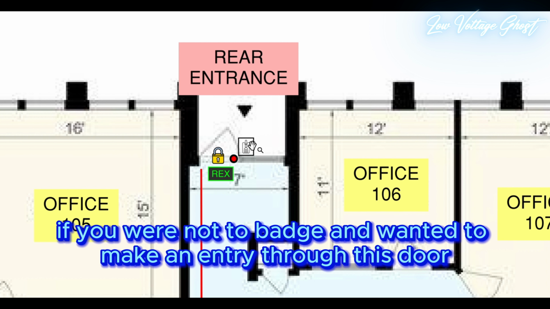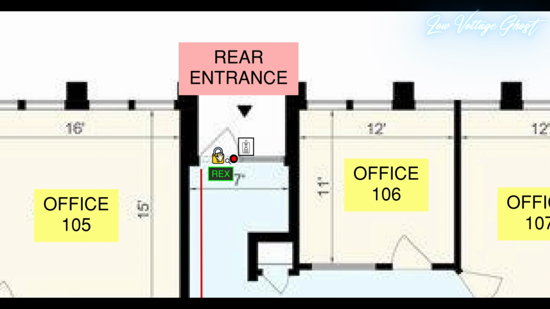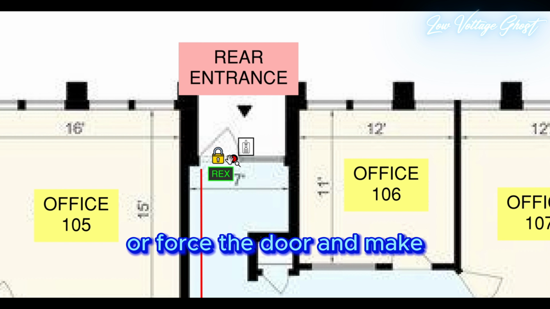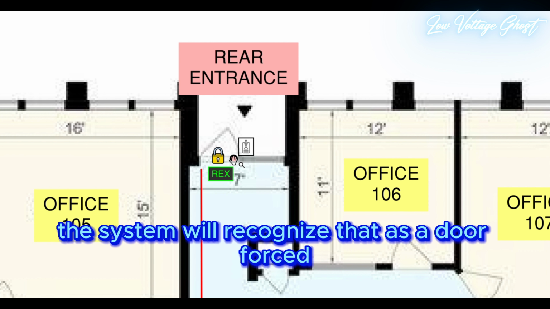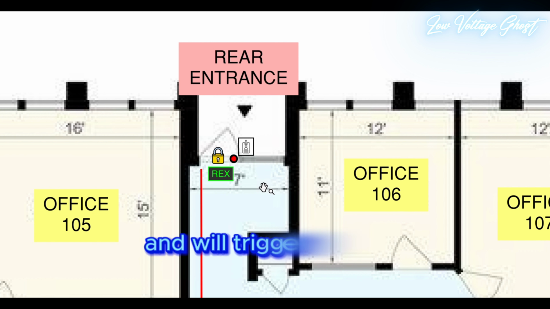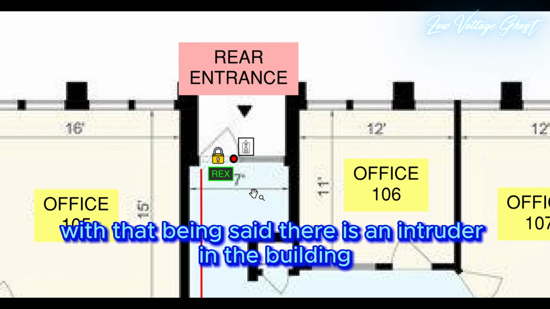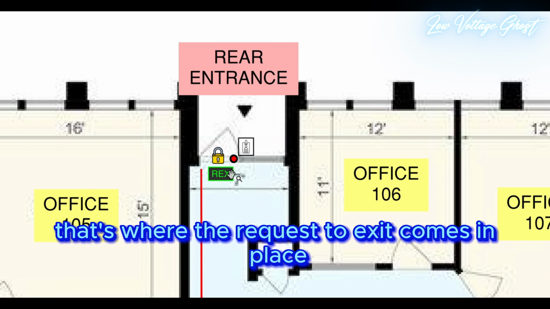Now, if you were not to badge and wanted to make an entry through this door, you can't do that because there's a lock. But if somebody were to pick the lock or force the door and make an entry without badging, the system will recognize that as a door forced and will trigger an alarm saying somebody did not use a badge to make an entry. With that being said, there's an intruder in the building. That's where the request to exit comes into place.